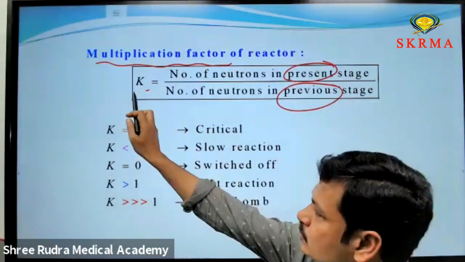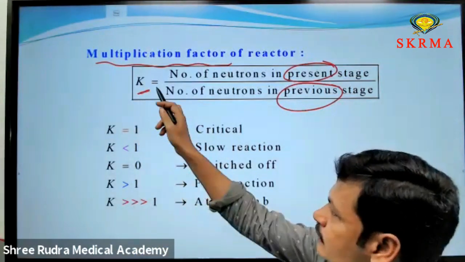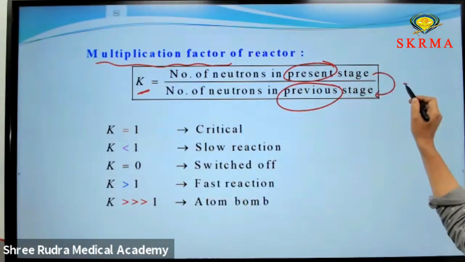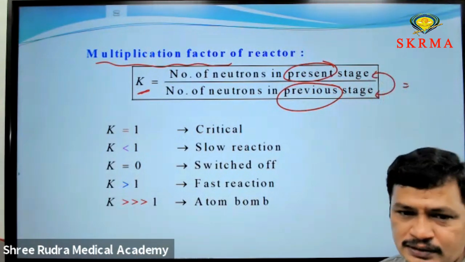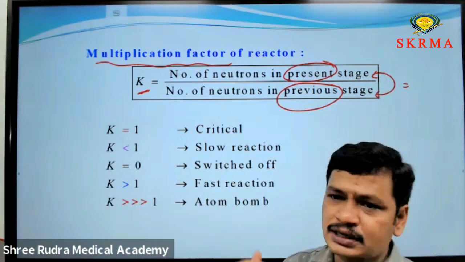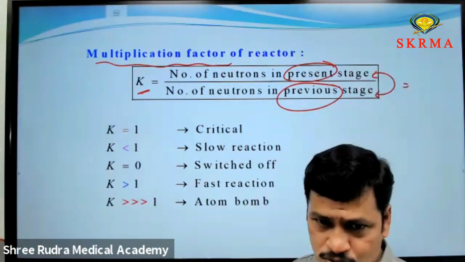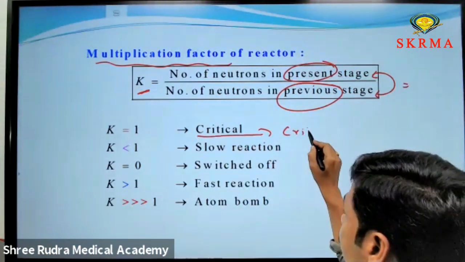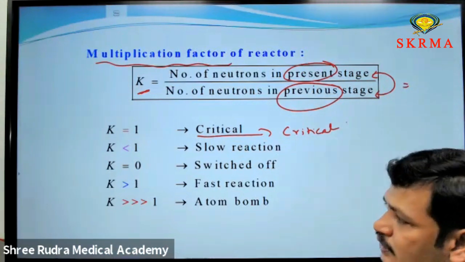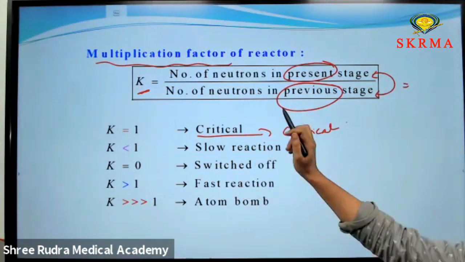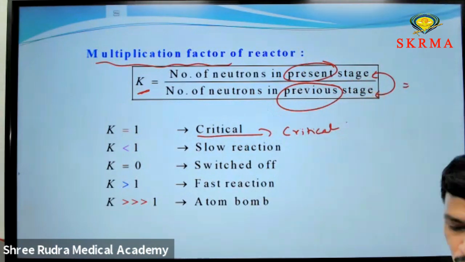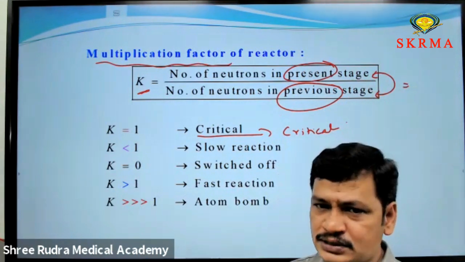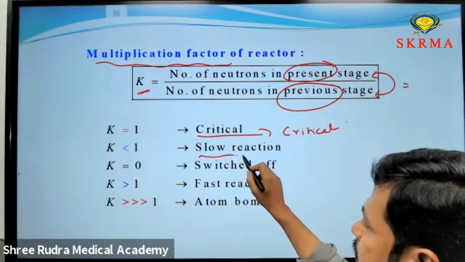Suppose K equals 1, then what is the stage of the reactor? If K equals 1, the number of neutrons in the present stage and previous stage are equal. We cannot judge whether the reaction goes fast or slows down. This is said to be critical. If K is less than 1, the number of neutrons in the present stage is less compared to the previous stage, so automatically the reaction slows down. That's why this is called a slow reaction.